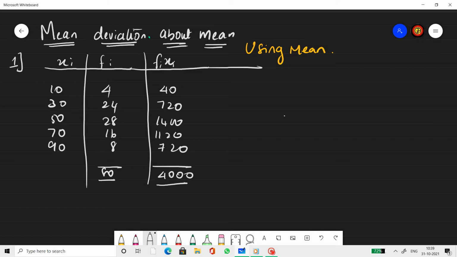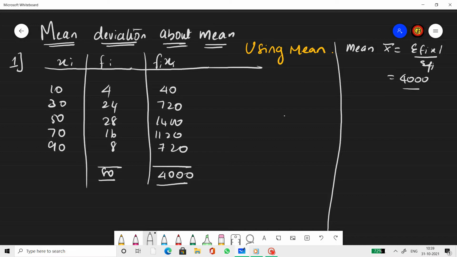Now let's find the mean first. Mean is simply x bar. X bar is equal to sigma fi xi by sigma fi, and therefore it's 4000 divided by 80. We get mean as 50. Now when mean is a whole number, it is easy to subtract. In case mean is not a whole number, then it would be a little tougher job. So here it is 50.